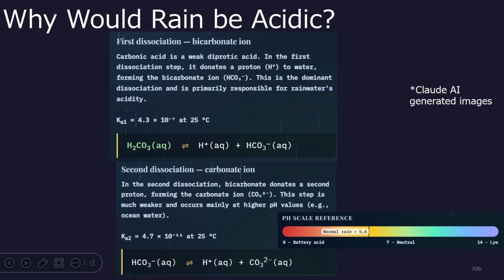We can see where this puts rainwater, normal rain, on a pH scale. If 7 is our neutral in the middle, we're at 5.6 for normal rain, slightly acidic, but it won't really have the effects that I've discussed with fish and plants and building damage. It would be very slow.